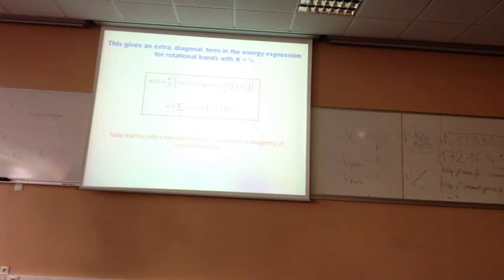And so this alternating sign is going to lead to a sequence of rotational energies that don't follow J(J+1), but follow J(J+1) with an added alternating staggering.